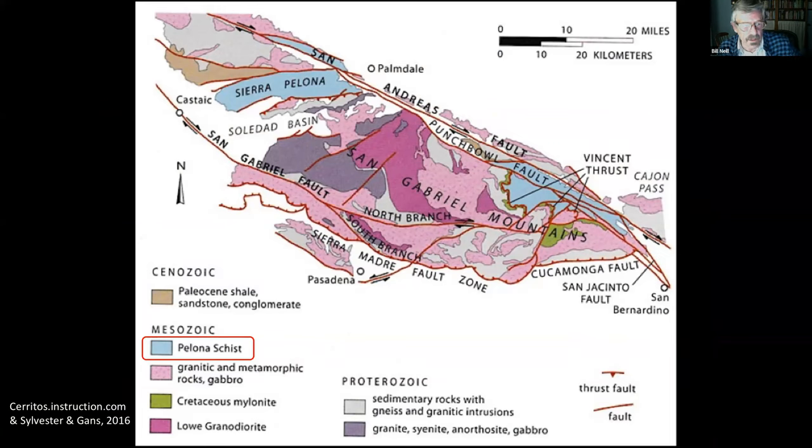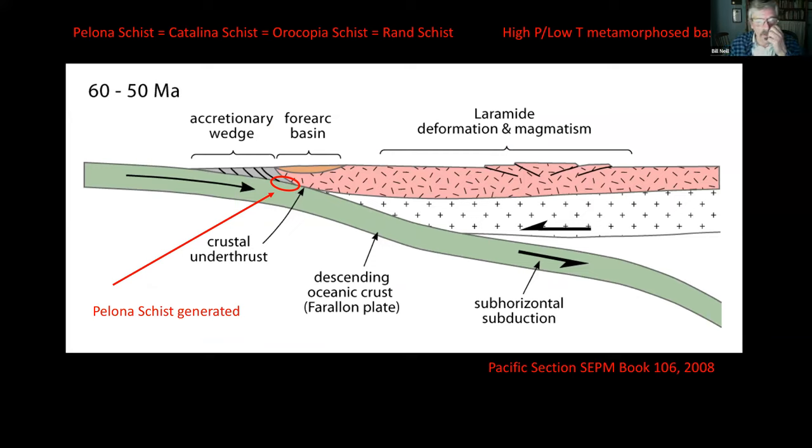Now the other Mesozoic rock is the Pelona schist. That's in the blue color. That is an unusual rock, and I'll tell you where it formed. It is formed in the subduction zone. Here we have another diagram of that process, but you see where the circle is. That would be where the Pelona schist was formed in the accretionary wedge of a subduction zone.